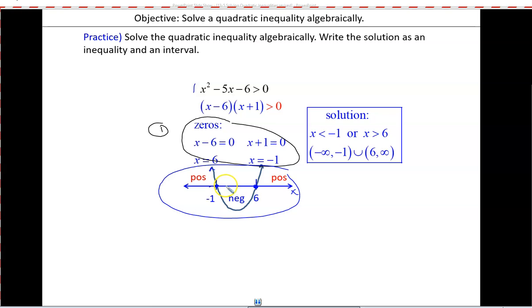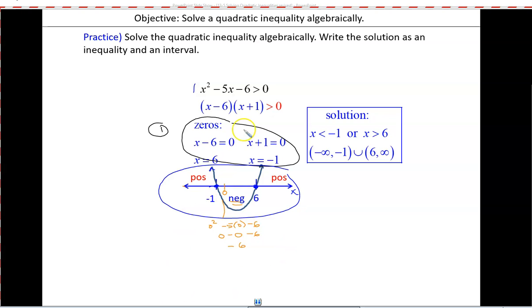If you tested with 0, 0's in the middle this time, so that would give us 0 squared minus 5 times 0 minus 6. 0 minus 0 minus 6 would be -6, which is negative. So notice it matches. And then alternate, so positive, negative, positive.